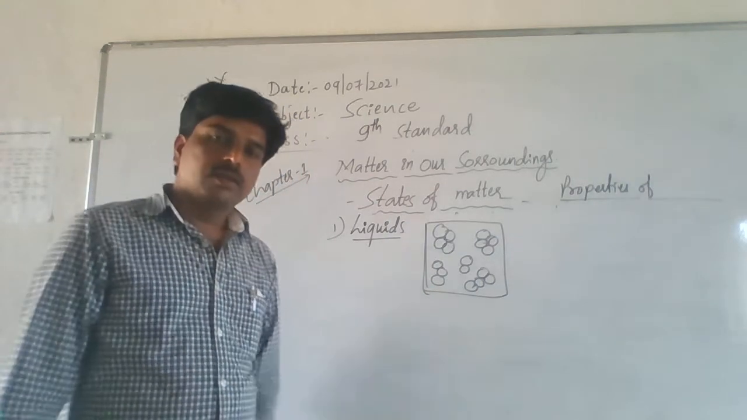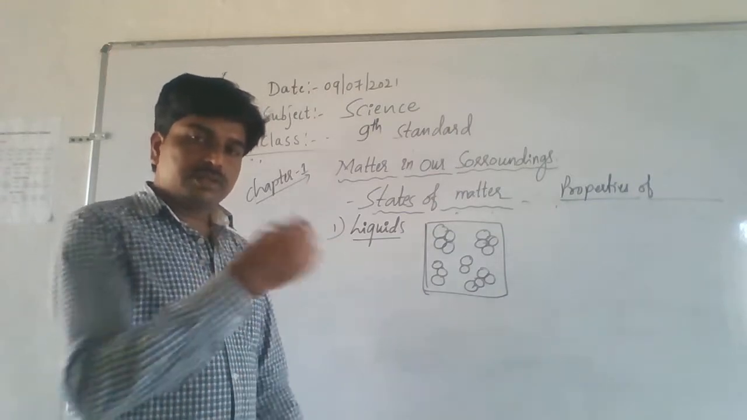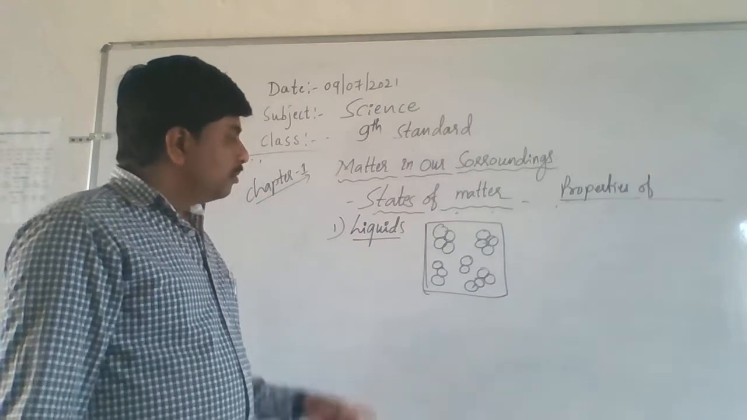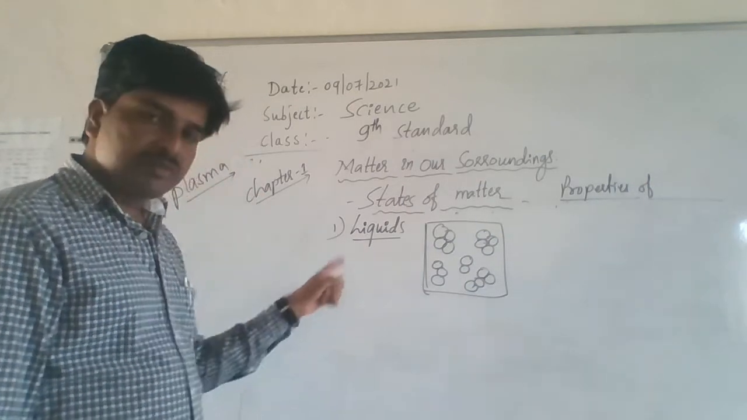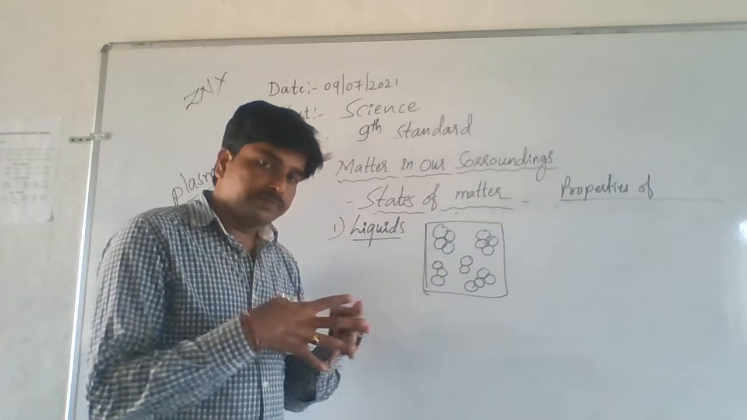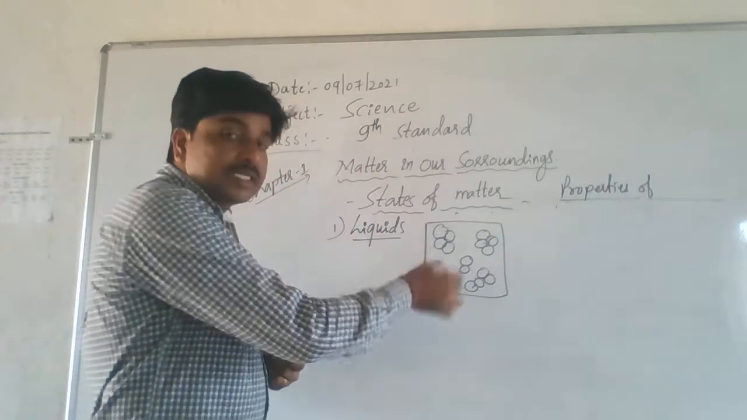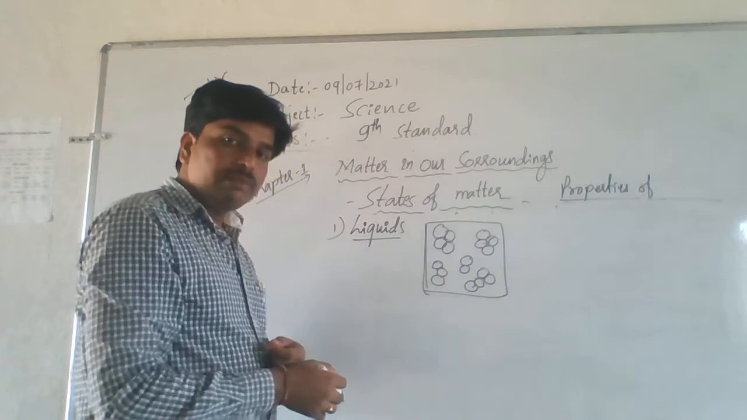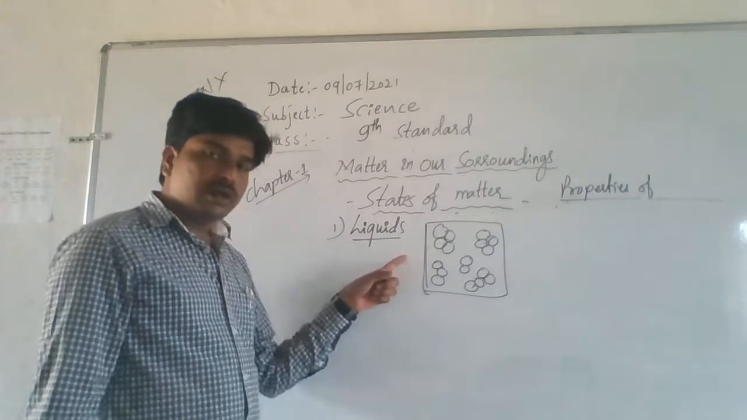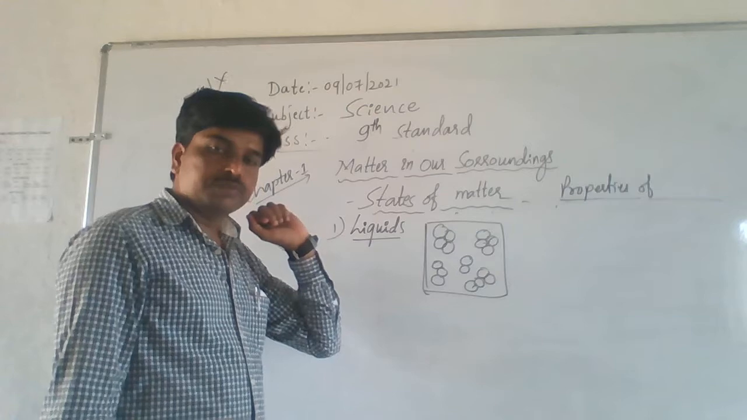Consider this figure. We already know the arrangement of particles in solids: systematically arranged, close together, and there is no interspace. By seeing this figure, you can easily say the arrangement of particles in liquids. How is it? Particles are close together but not systematically arranged.